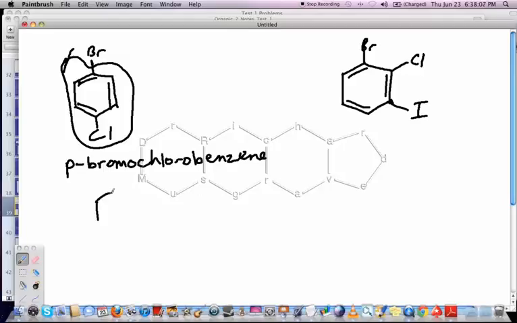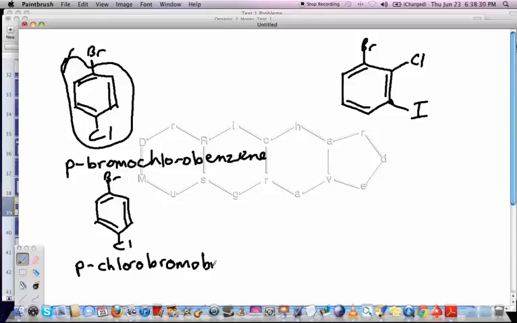But I will draw this compound again. I'll show you another legal name. Put the bromine here and the chlorine here again. And this could also be called p-chlorobromobenzene. Now I know what you're saying. You're saying that this doesn't make sense because it's not alphabetical. Well, as it turns out, it is.